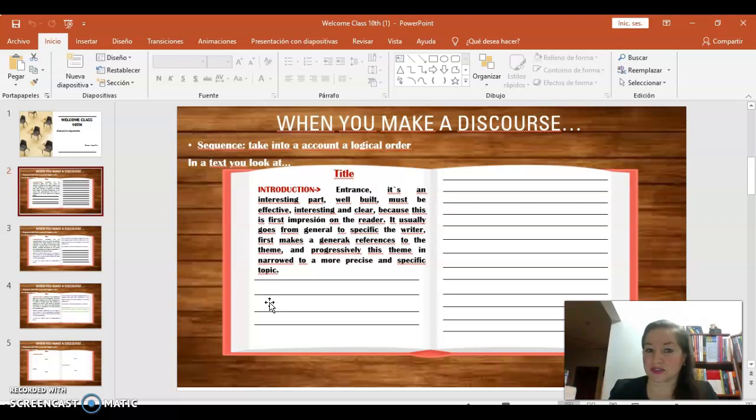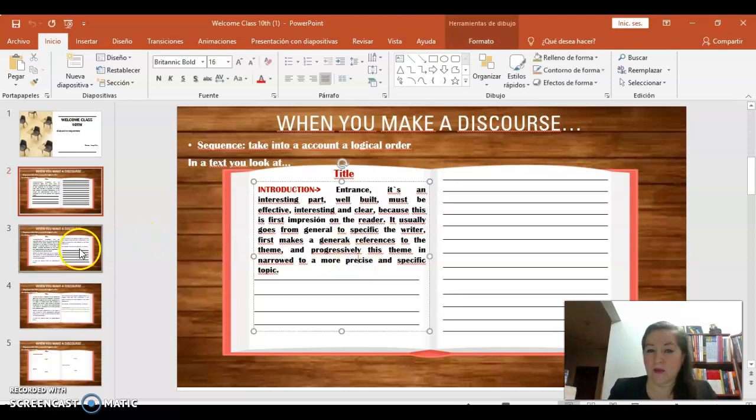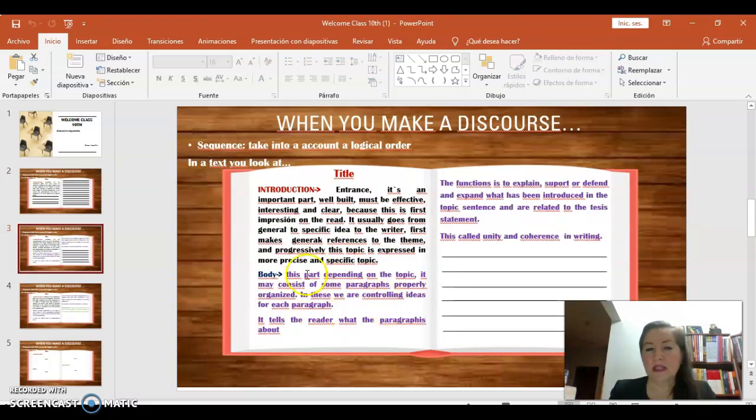One, introduction. The introduction is the entrance, an important part where the writing must be effective, interesting, and clear because this is the first impression of the reader. It usually goes from general to specific. The writer first makes a general reference to the theme and progressively narrows this theme to a more precise and specific topic, okay?